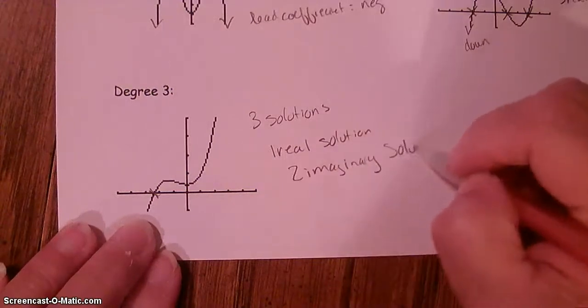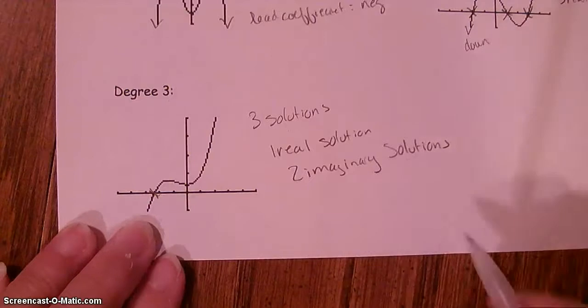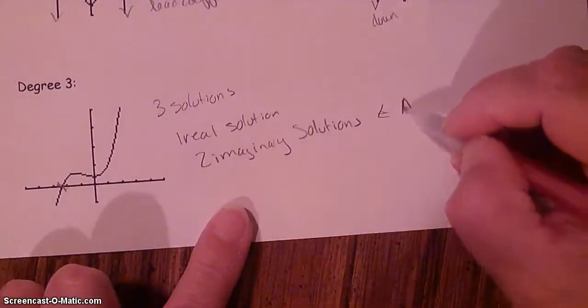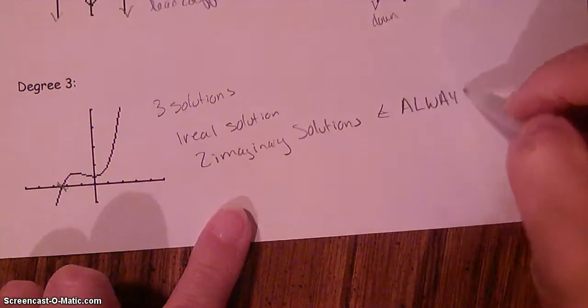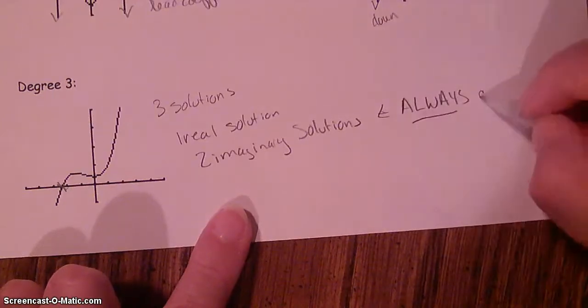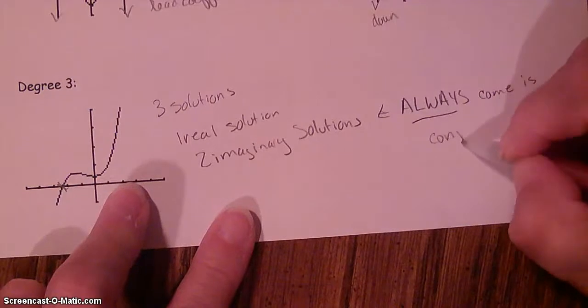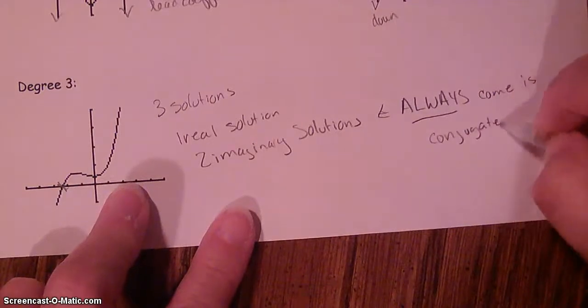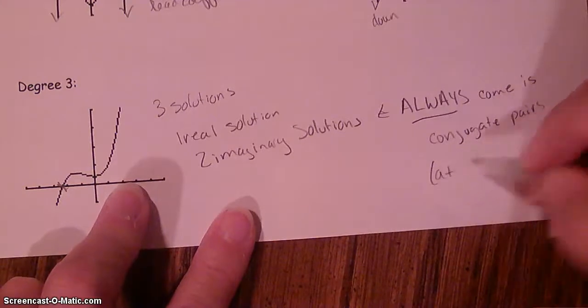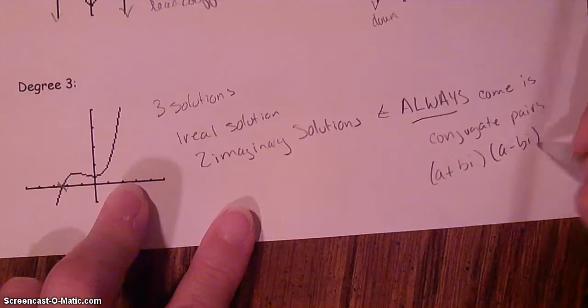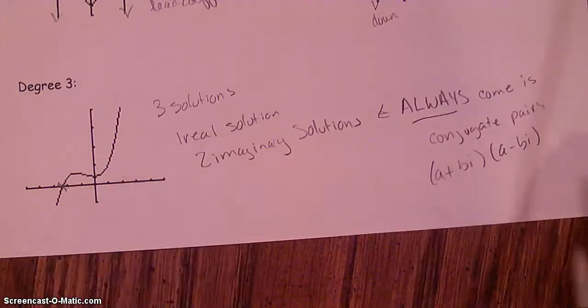One thing we need to remember, and we talked a little bit about this in the quadratic unit, is that these imaginary solutions always come in pairs. They always come in conjugate pairs. If you remember, conjugate pairs are the opposite operations of each other. So they always come like a plus bi and then a minus bi. So we'll have a conjugate pair there where we have 2 imaginary solutions.